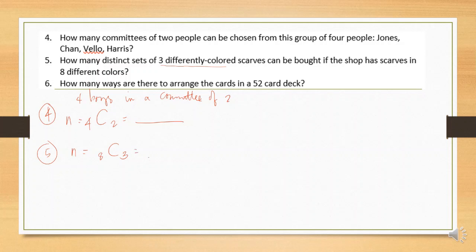Okay? Number 6. For our quizzes, please be reminded to fill the answers on this part para iisa yung ating answer. Okay? How many ways are there to arrange the cards in a 52 card deck? So, in a 52 card deck, one deck of cards, remember, there are 52 cards. Hindi kasali dito ang joker.